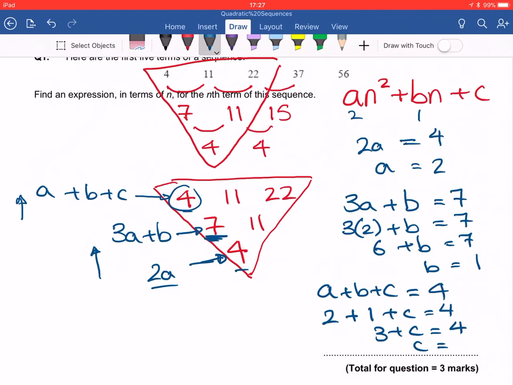10. No, I'm joking. Oh, I need to do a lesson observation. See how that goes. So C is equal to 1.